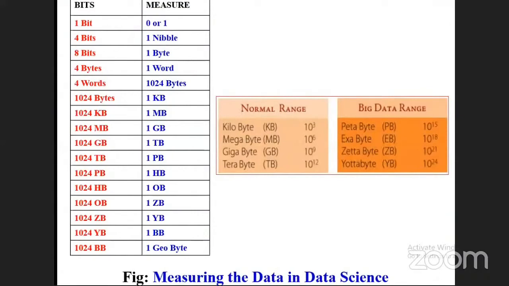Then how do we measure the computer information? Computer understands only ones and zeros. 1 bit is equal to 0 or 1. 4 bits is equal to 1 nibble. 8 bits is equal to 1 byte. 4 bytes is equal to 1 word. 1024 words is equal to a kilo. Then kilobytes, megabytes, gigabytes, terabytes, petabytes, exabytes, zettabytes, yottabytes.